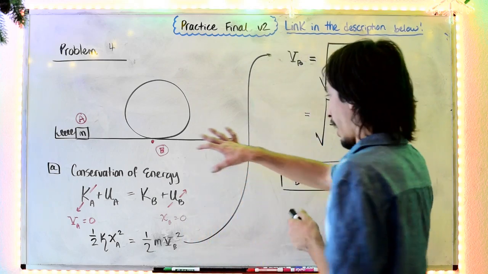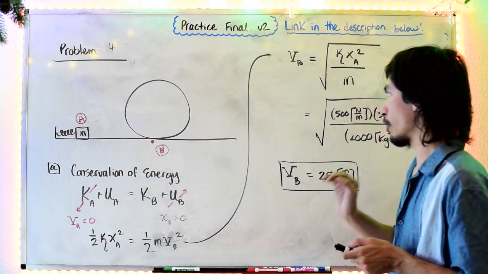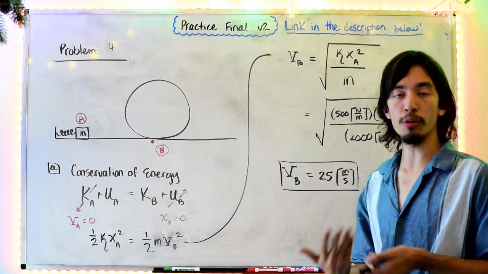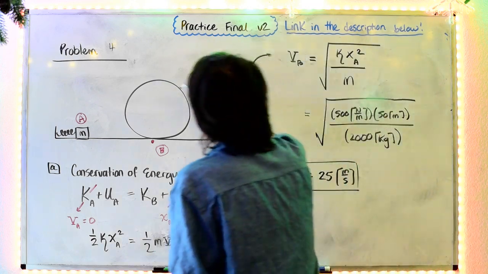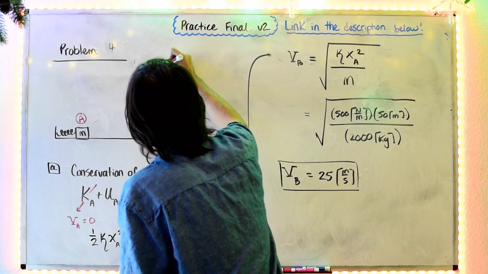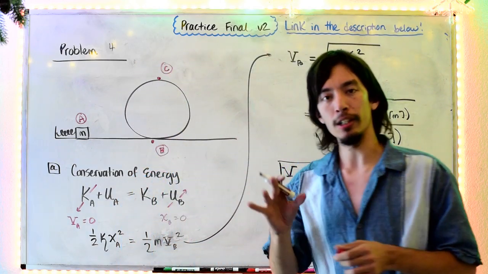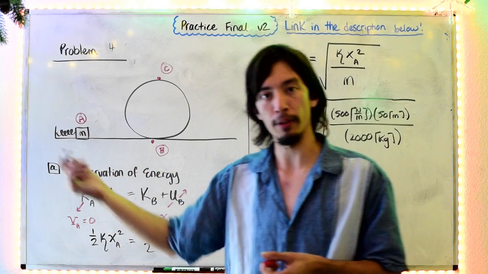So it's a reasonable answer that we can expect for this problem. Now, once we have gotten the speed here, I want to consider a new part of the problem where I'm going to now consider what happens at the top of the loop. So that's going to be the next part. I'll label this point at the top of the loop C. And let's take a look at what we're going to be looking at for the top of the loop.